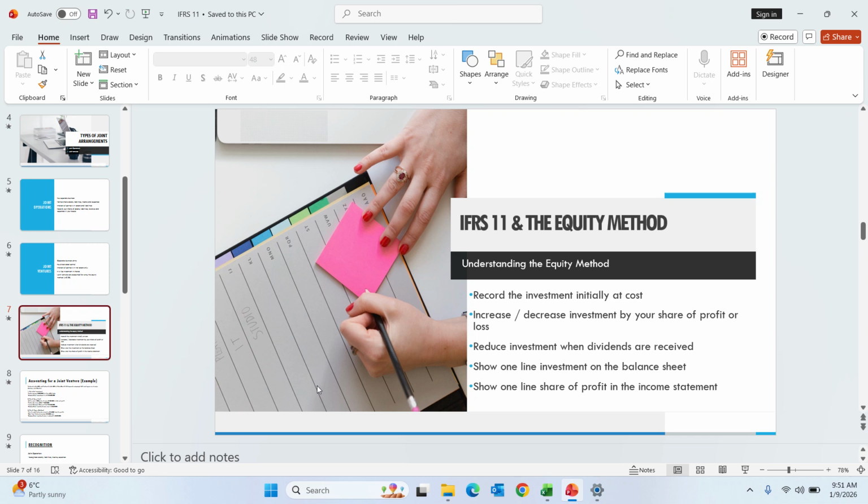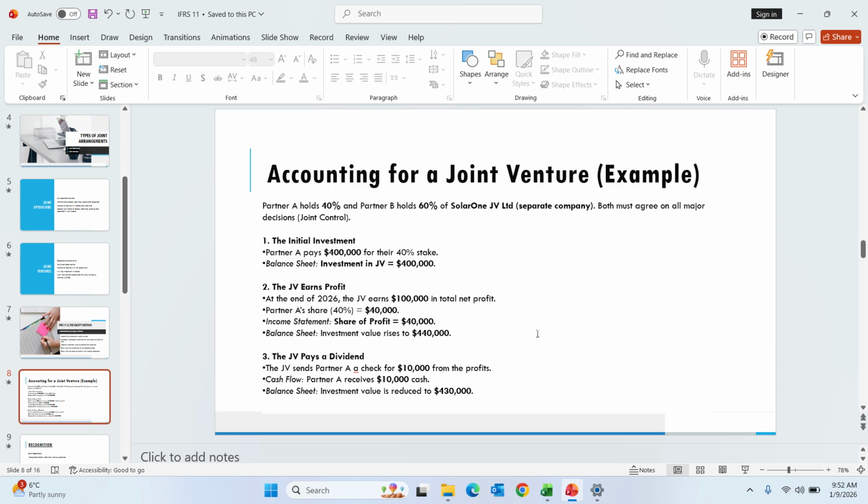So let's go through the equity method to better understand the accounting procedure for joint ventures. In the equity method for joint ventures, the investment is initially recorded at cost. Then the investment is increased or decreased by your share of profit or loss. The investment is reduced when dividends are received, and it is shown as one line investment on the balance sheet, and only one share of profit line appears in the income statement. So this keeps the accounting simple and clean.